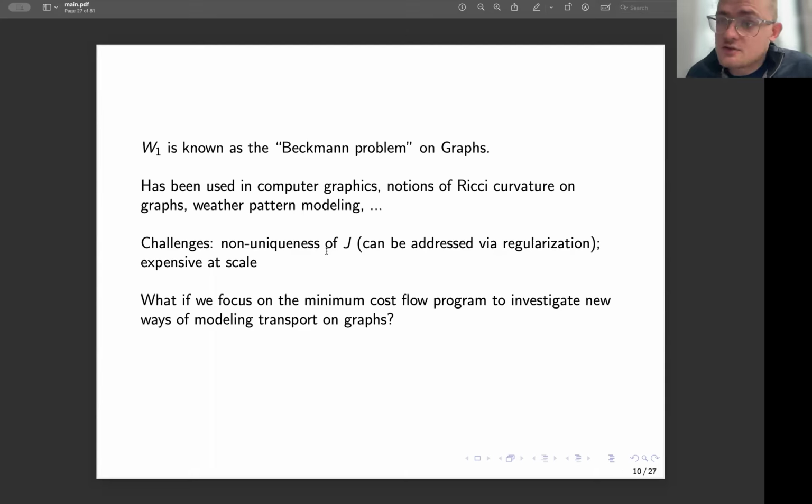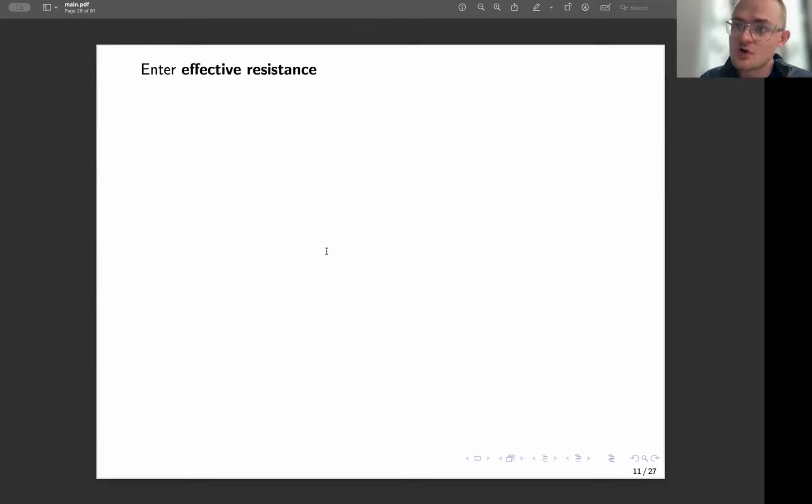So with these two challenges in mind, one question that we were thinking about maybe 2 years ago was, what if we focus on the minimum cost flow program to investigate new ways of modeling transport on graphs? So if what we're really interested in is transportation on graphs, maybe this minimum cost flow program could be an entry point to some sort of development of new methods for doing so. So within this motivating question, enter effective resistance.